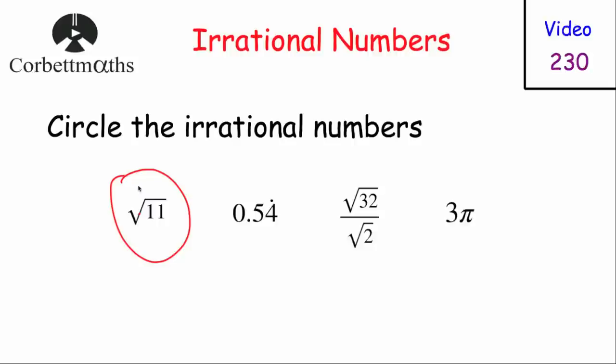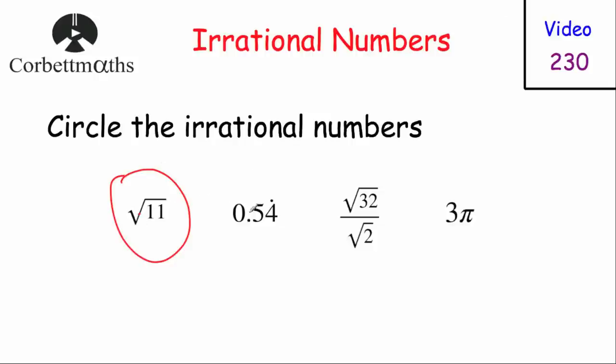And actually, whenever we're dealing with square roots or surds, whenever the number underneath the square root isn't a square number, so like for instance 9, and if you had the square root of 9, that's 3. Whenever it's a number that's not a square number, the answer will be irrational whenever you work out the square root of it. So square roots are often irrational, except for whenever the number underneath it is a square number. So that is an irrational number. The square root of 11 is irrational.